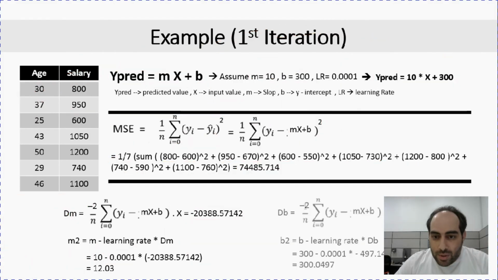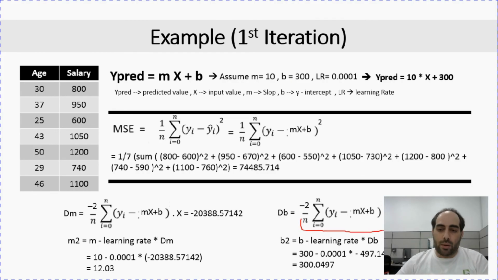And I will do the same now with what? With b. If I do the same process again for the intercept, what will we have? We will have the same parameters here, but multiplied by 1. Why multiply by 1? Because if I come here, what is the coefficient of b? It is 1. So that's why the derivative will be 1. And the final value, if you calculate it, will be minus 497.142.